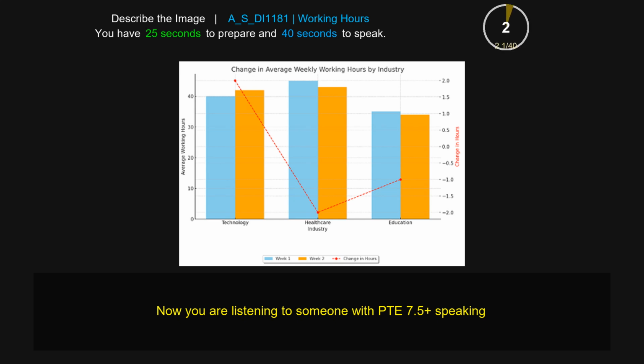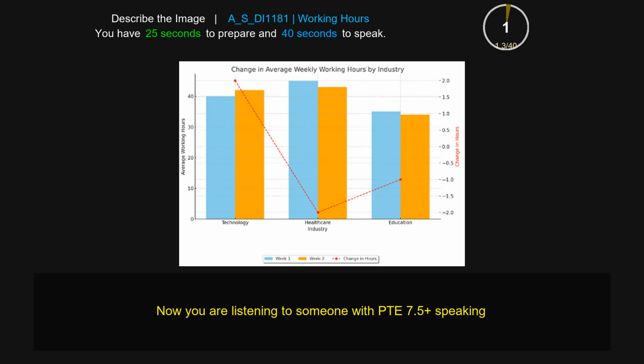The picture shows a bar graph of change in average weekly working hours by industry. On the left side it shows the working hours, which is from 0 to 40 hours, and below it shows the industry like technology, healthcare, and education. Technology has the highest percentage by week 2, which is 45%. Healthcare has the highest percentage in week 1, which is 50%, and education has the highest in week 1 also, which is 35%. Overall, they give us very good information about working hours, especially in the industry of technology, healthcare, and education.